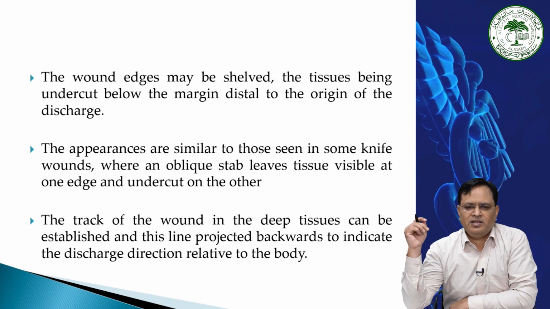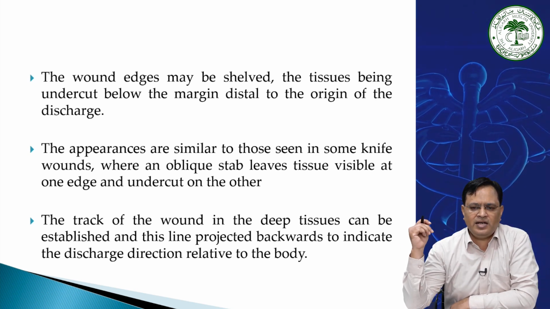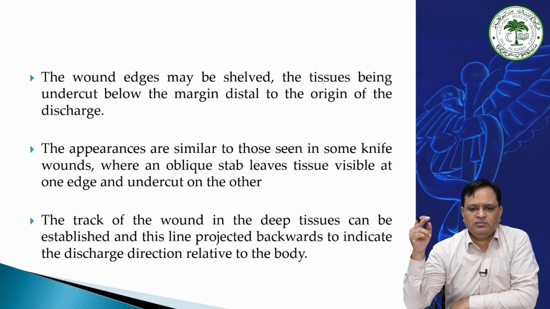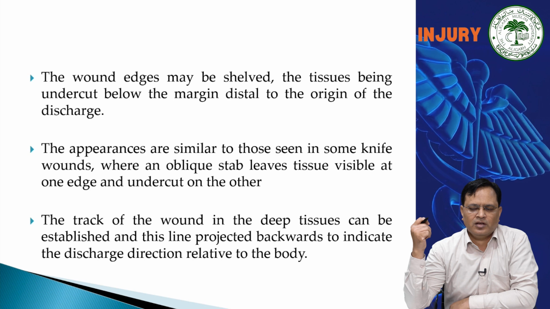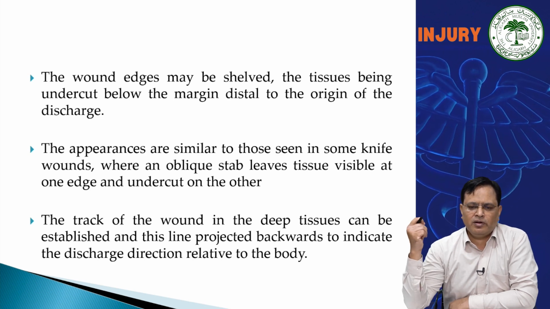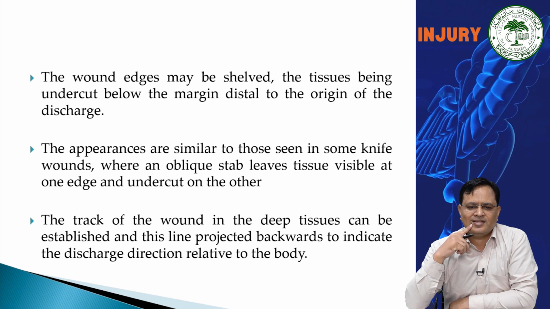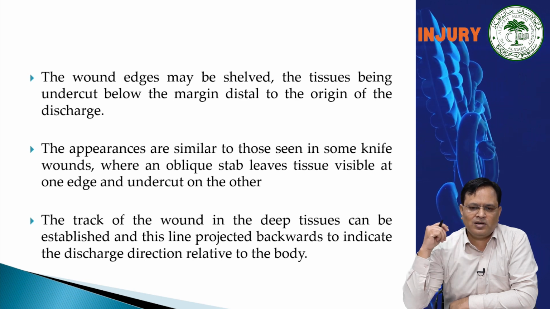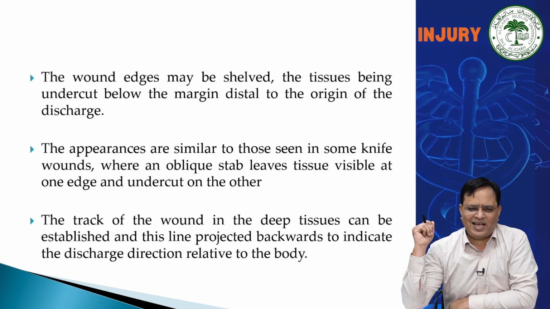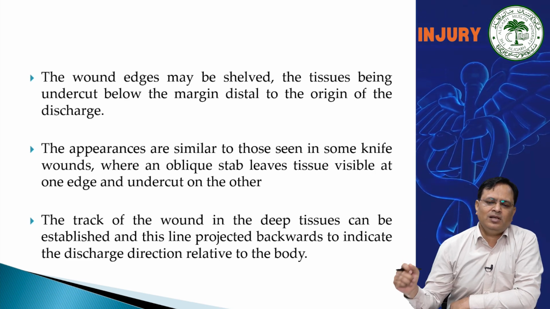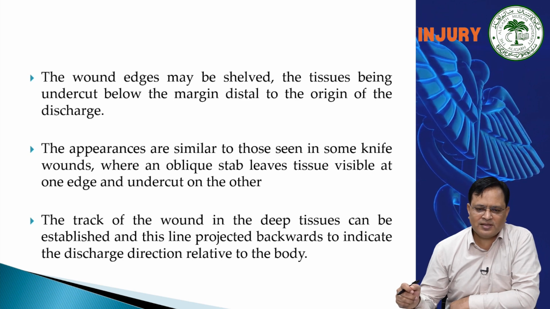The wound edges may be shelved. If it is shelved, then definitely it is not at 90 degrees, being undercut, just like the shelving of a smooth weapon such as an incised wound. Distal to the origin of the discharge, the appearances are similar to those seen in some knife wounds, where an oblique stab leaves tissue visible at one edge and undercut at the other. I will show in the coming slides.